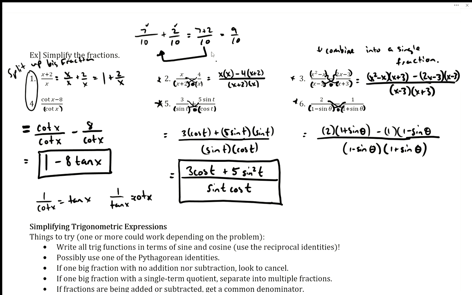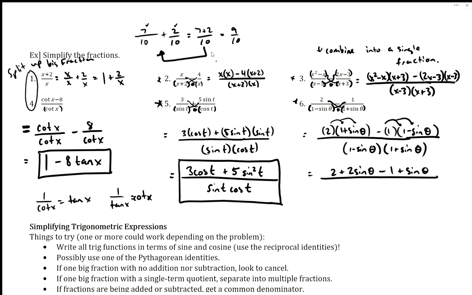And then now let's simplify the numerator. So this 2 distributes. The negative 1 would distribute. So we have big fraction. 2 times 1 is 2. And then 2 times sine of theta is 2 sine of theta. And then negative 1 times 1 is minus 1. Negative 1 times negative sine of theta would be plus sine of theta.